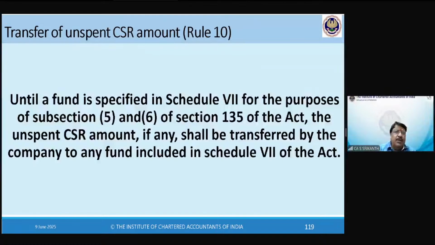Am I correct? Now, until the fund is specified, the unspent amount can be transferred to any fund included in Schedule 7. That's why I showed you. As of now, no fund has been given. In which case, please transfer it to the Prime Minister's Cash or Prime Minister's Relief Fund. Prime Minister knows how to spend all your money.